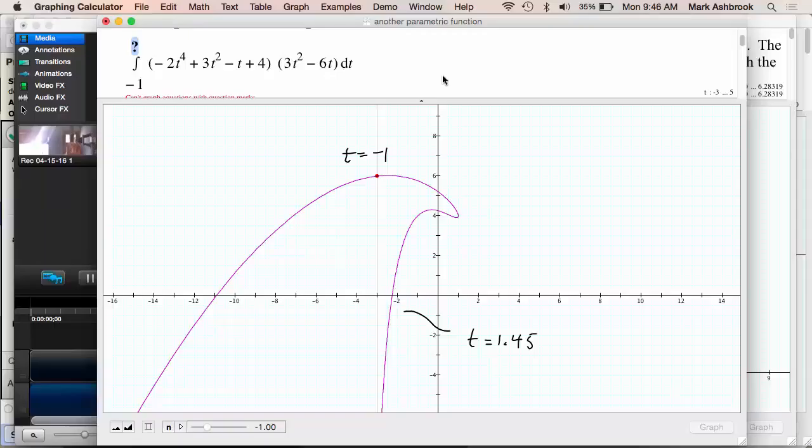Why? Because the curve comes out to the right, but then it comes back to the left. So what area will we get for this integral, t from -1 to 1.45? Let's write it up here. So the way that we can figure out what's going to happen is, let's split it up into the integral from t equals -1 to the rightmost point. How do we get the rightmost point again on this curve? What are we going to do to get the rightmost point?